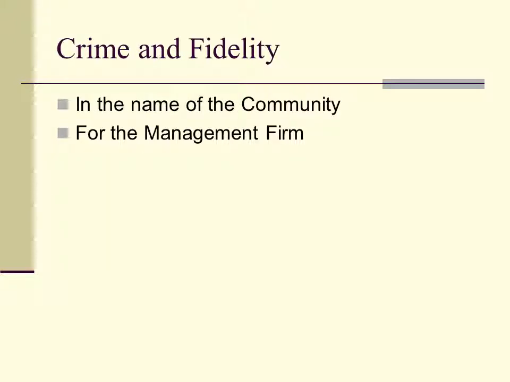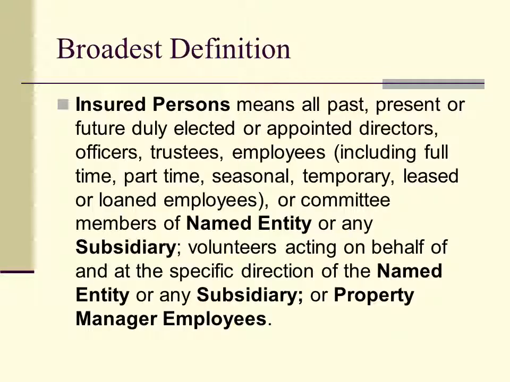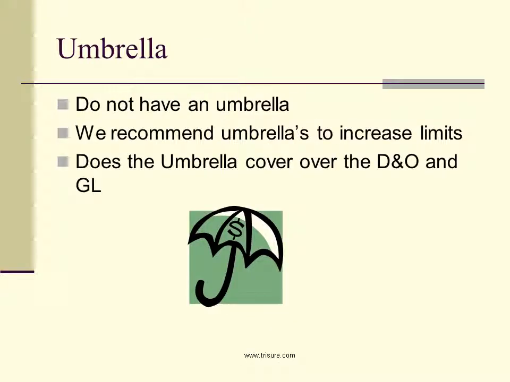Crime and fidelity. Well, whose name is the crime and fidelity bond in? Is it just in the management firm? Well, if that's the case, then if a board member, spouse, committee member, volunteer, cleaning person, bookkeeper, or accountant embezzles money or takes money from the association, the community management firm's bond will not cover that. You want to make sure you have the broadest definition for the crime and fidelity. You want as many people covered as possible, and you want it in the name of the community.